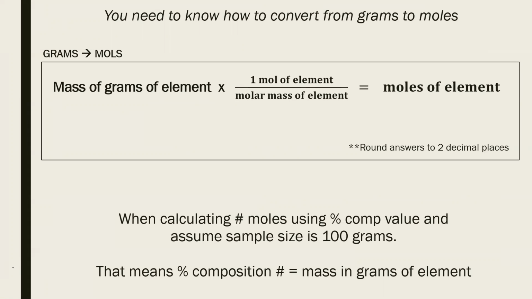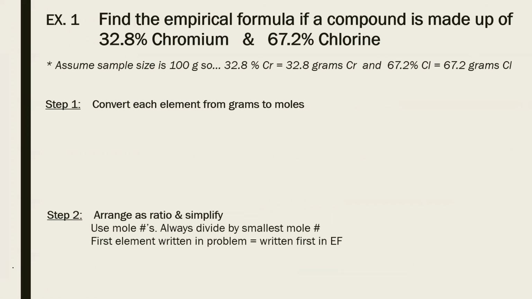The other thing you have to consider is that your sample size is going to be 100 grams. So if you have 45%, that's 45 out of 100. We're going to take the percent sign and change it to grams, because 45% of 100 is 45. So the percent sign and the grams go hand in hand. The percent composition will then equal the number of grams to start this out.